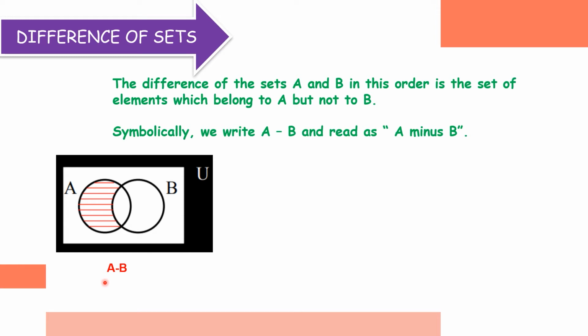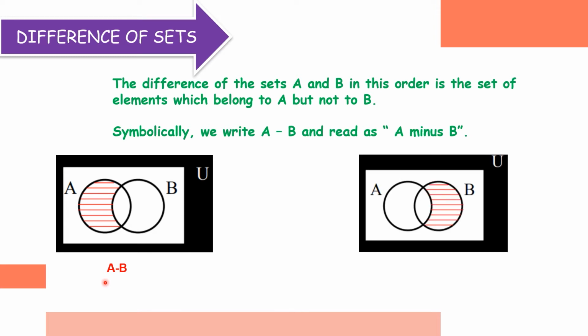In the reverse way we can also discuss B minus A. B minus A means elements of B but not in A. The exclusive elements of B alone we will write. So this representation is for B minus A.